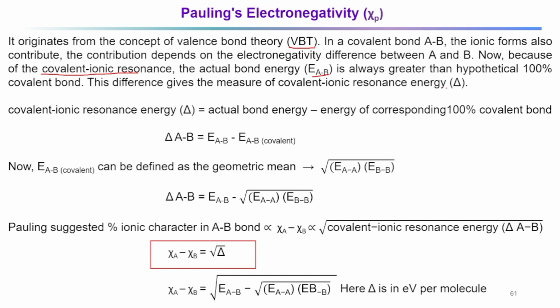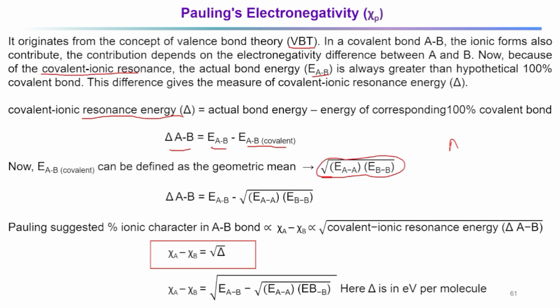How can you write this? The covalent-ionic resonance energy delta is equal to the actual bond energy minus the energy of the corresponding 100% covalent bond. So this delta AB represents the covalent-ionic resonance energy. That is EAB, the actual energy, minus EAB covalent, which represents the 100% covalent bond. This EAB covalent can be written as a geometric mean of these two.